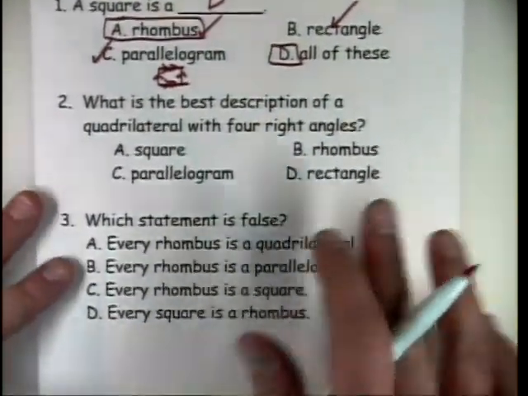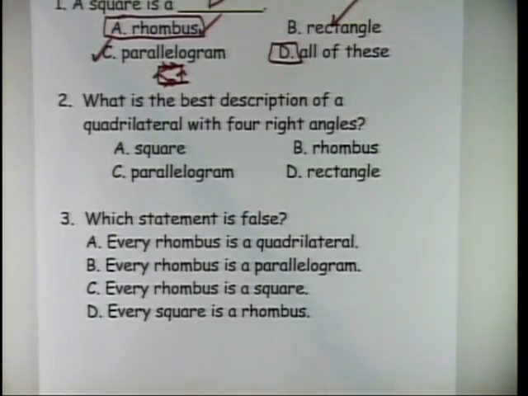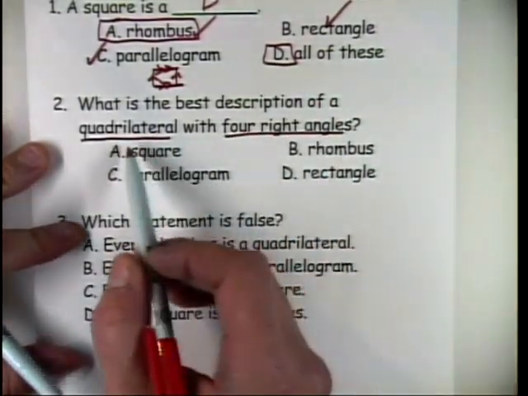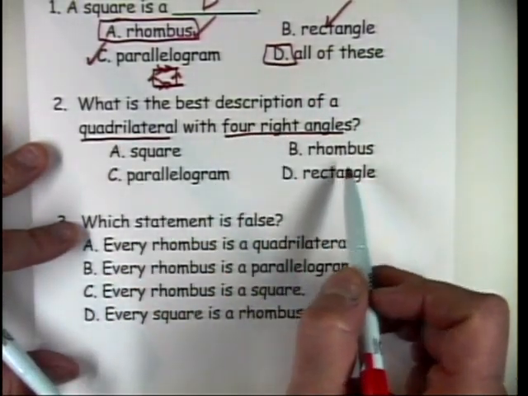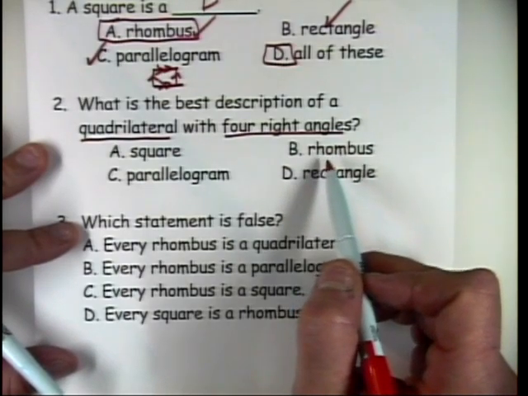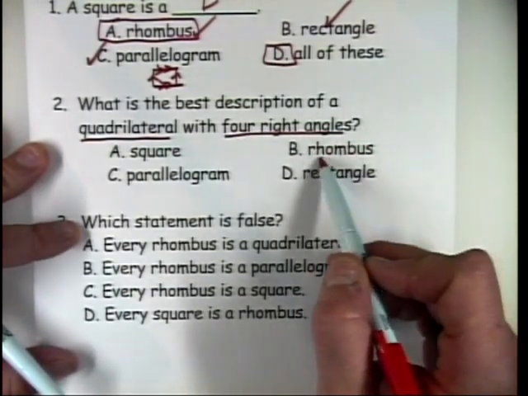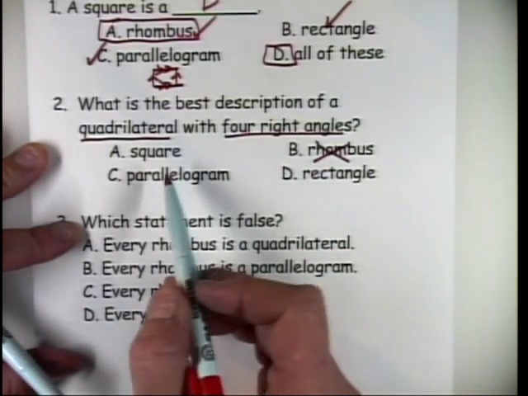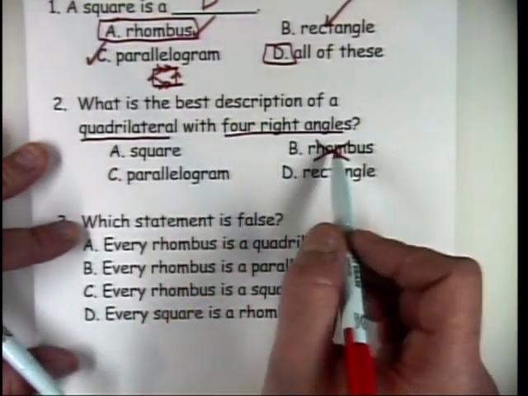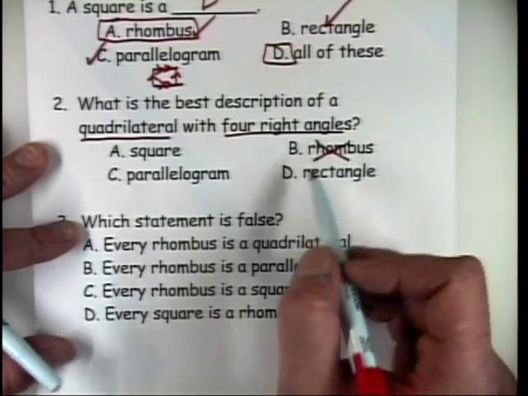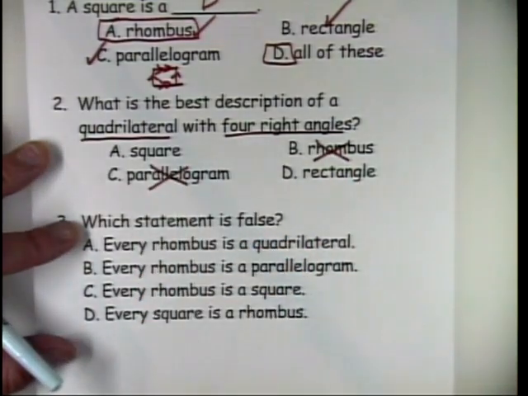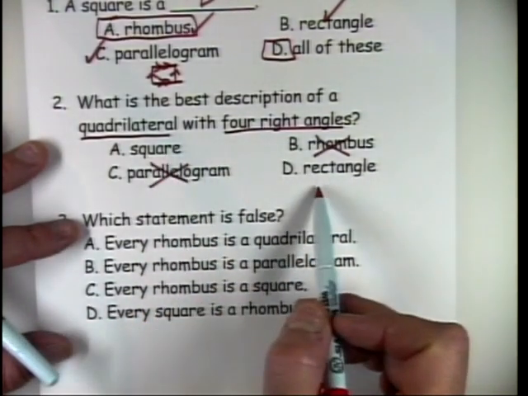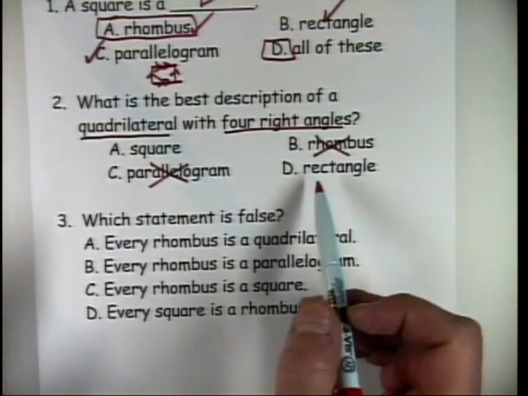Okay, moving along. What is the best description for a quadrilateral, 4 sides, with 4 right angles? Well, let's go through the choices. Square, parallelogram, rhombus, and rectangle. We know that a rhombus doesn't necessarily have to have 4 right angles. That's that leaning shed, remember? So that can't be an answer choice. A parallelogram just says opposite sides parallel. A rhombus is a parallelogram, and we already know a rhombus doesn't have to have 4 right angles, so that can't be an answer choice. So we're left with square and rectangle. Both, in their description, have 4 right angles.